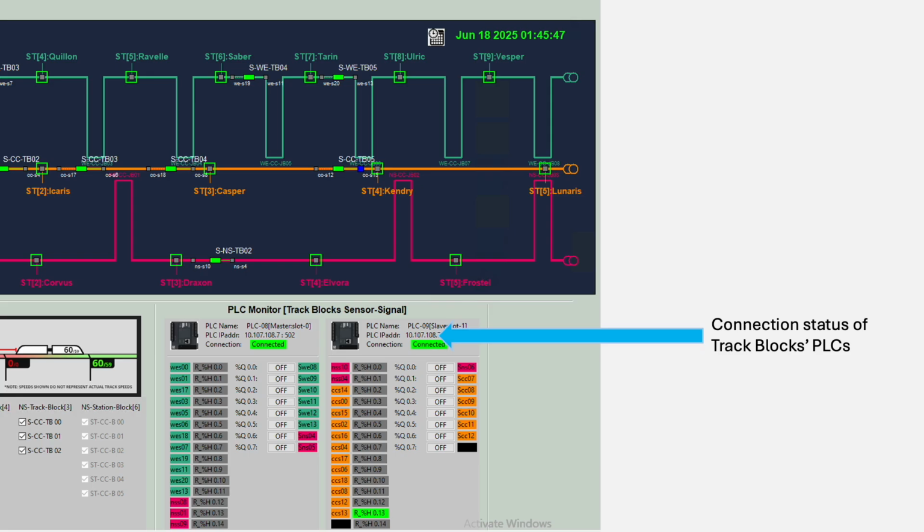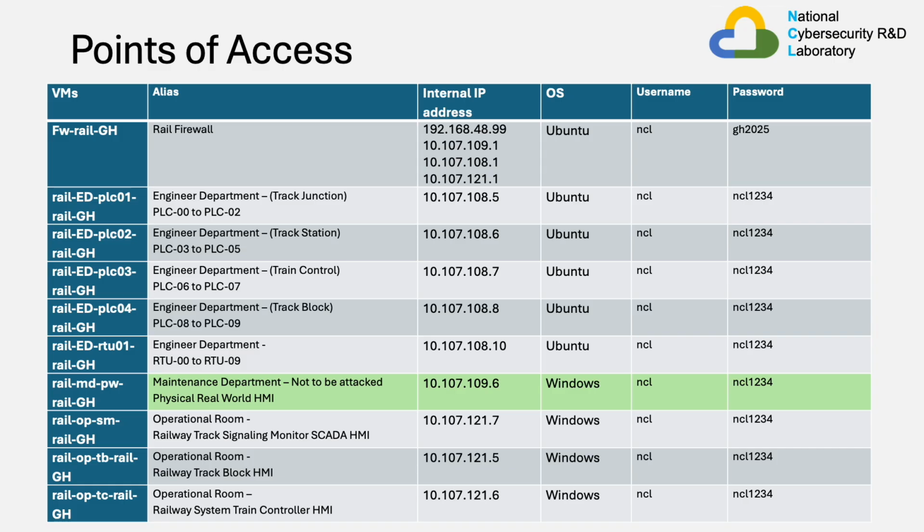And on the right side, we have the connection status of the track block PLCs. With that, you should be able to connect to the VMs and explore what each of the VMs and HMIs are capable of. The instruction manual of how to connect to these VMs should have been sent to you separately. Do refer to that to connect to the servers.